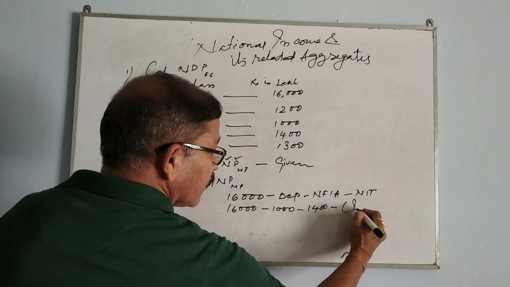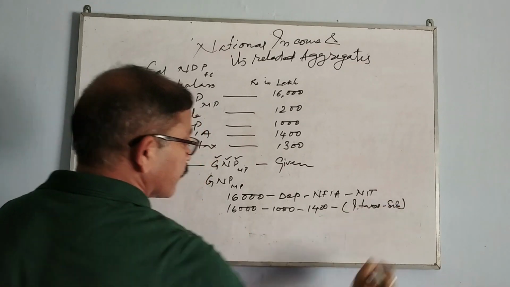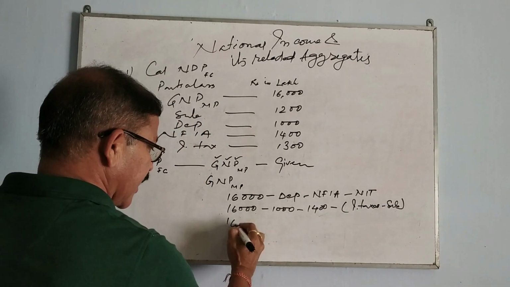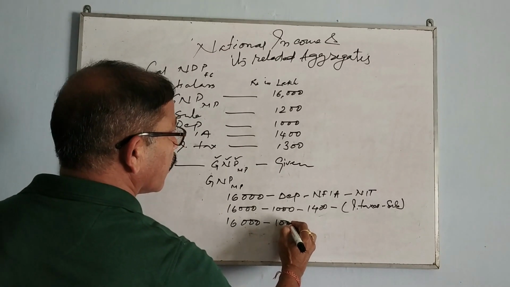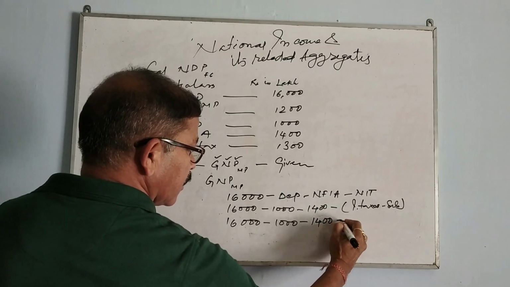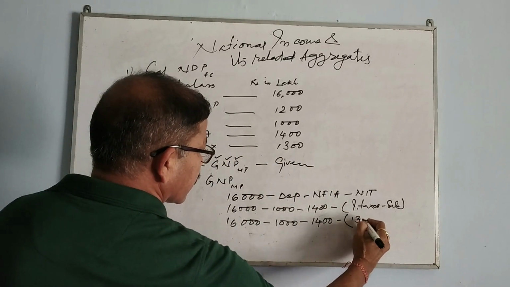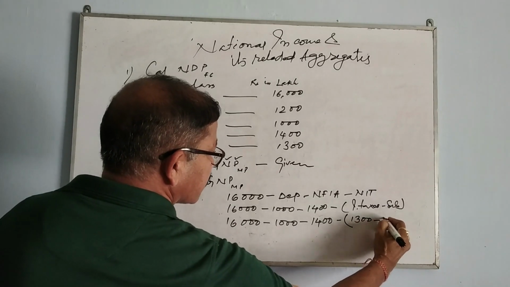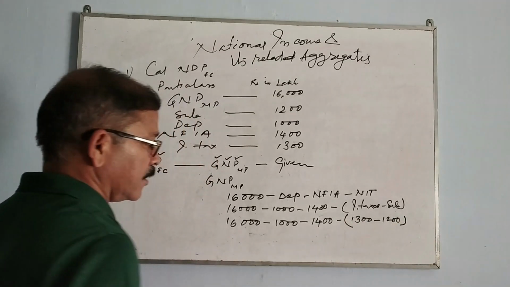NIT formula, you know, indirect taxes minus subsidy. Okay? So again you can go like this: 16,000, 1,000, 1,400. What is indirect tax? Indirect tax is 1,300. And what is subsidy? Subsidy is, I think, 1,200.